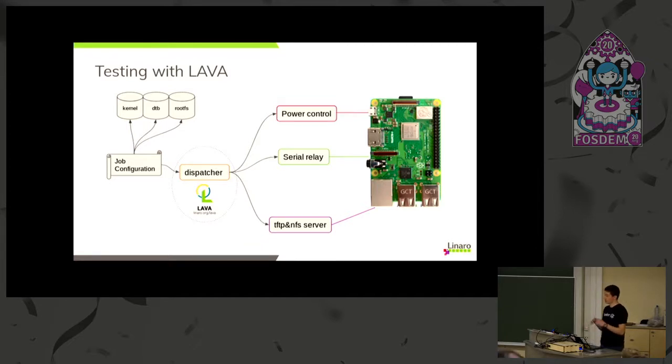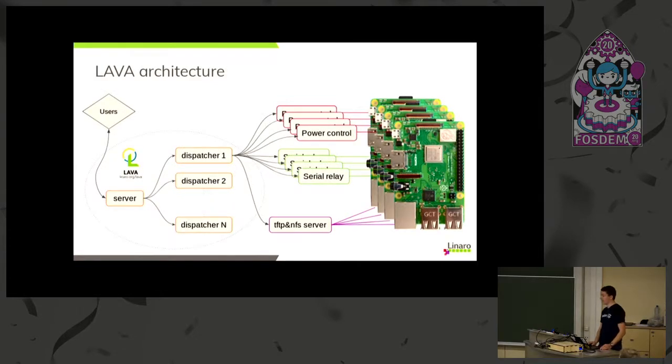And the part of Lava which will access the board is called the dispatcher. So the dispatcher will connect to the board, control the serial relay, control the power controller, install the resources on the TFTP and NFS server, and send the commands. All the things that I explained before, it will do for you.